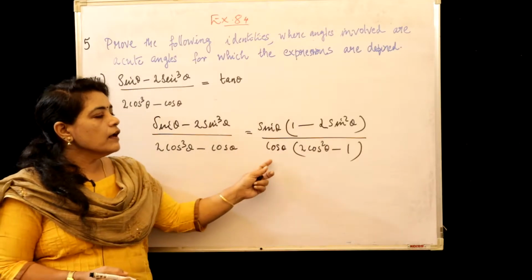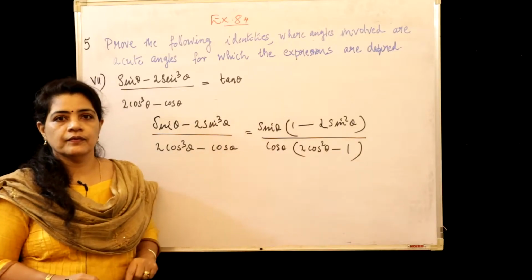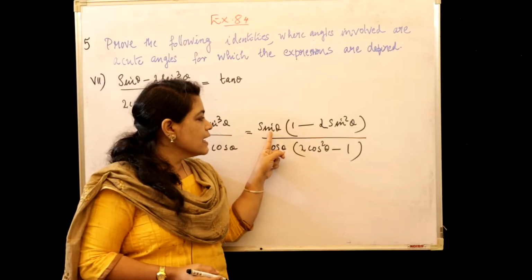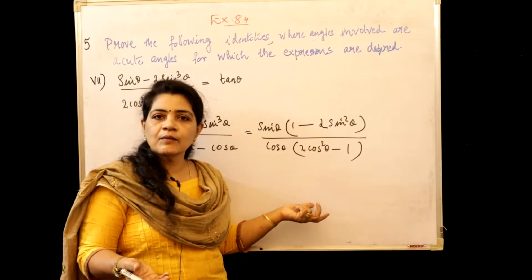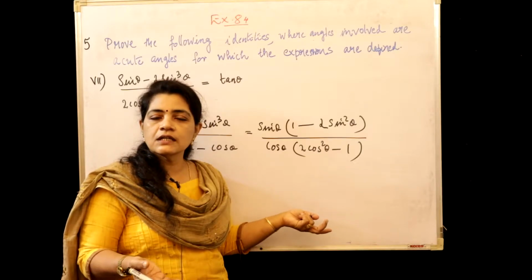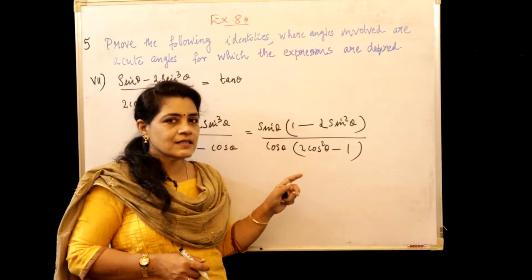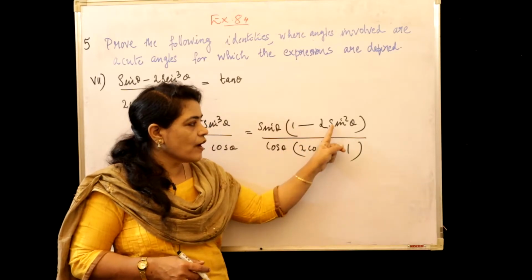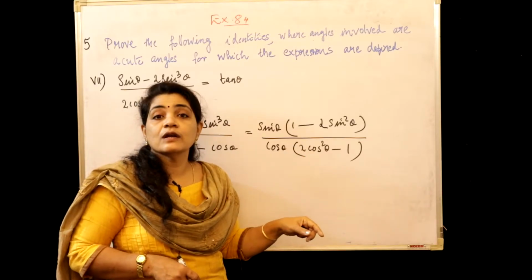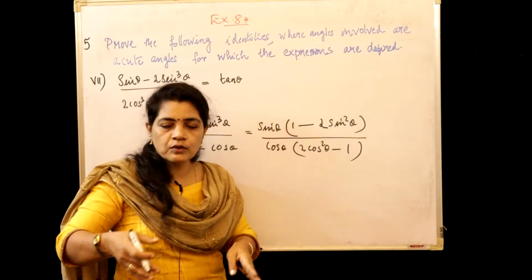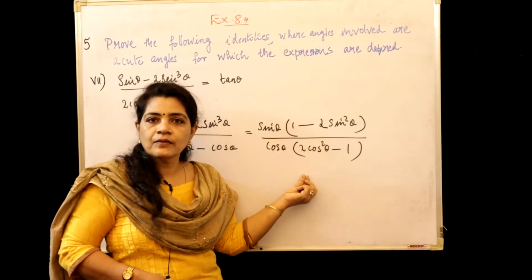See what we have to prove, children, this should be equal to tan theta. That means here we already have sin theta by cos theta, that is equal to tan theta by quotient relation. So what is our aim? Our aim now is to show that this fraction, 1 minus 2 sin square theta divided by 2 cos square theta minus 1, is equal to 1. If those get cancelled, you can easily write this is equal to tan theta.